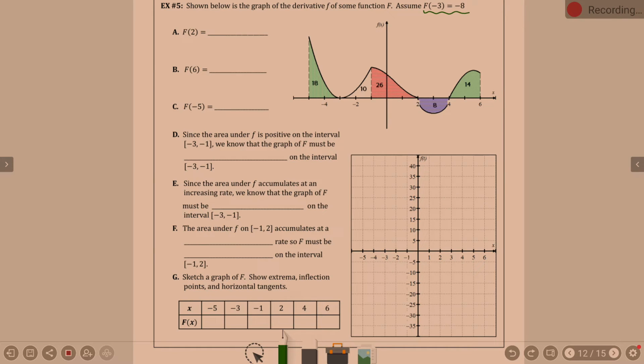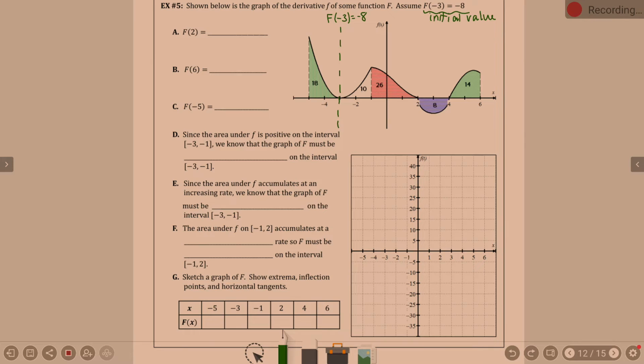The idea of this problem is they're giving us an initial condition, or if you will, an initial value. How that initial value changes things up is, instead of us just having the provided areas, we know at -3, what do we know at -3? F of -3 is equal to -8. Everything adds or subtracts from that.